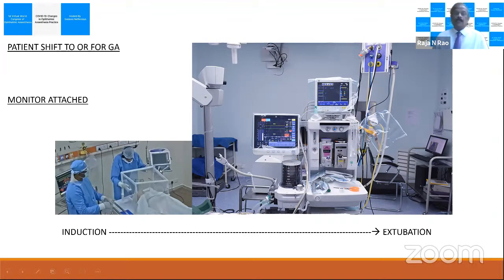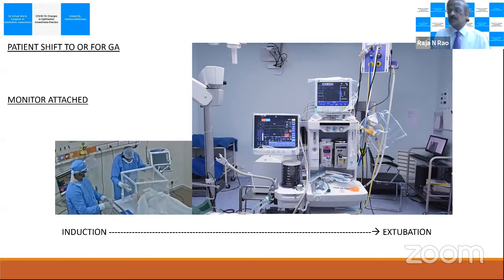After making the patient lie down, the monitors are kept and IV cannulation is done. Premedication, glycopyrrolate, is normally given to reduce the secretions. The induction agent we routinely give is propofol. Pre-oxygenation is done under the aerosol box. To the mask, we attach an HME filter, and another filter is also attached at the expiratory limb. It's given by the closed circuit. An open circuit is not used. It's given by the closed circuit.